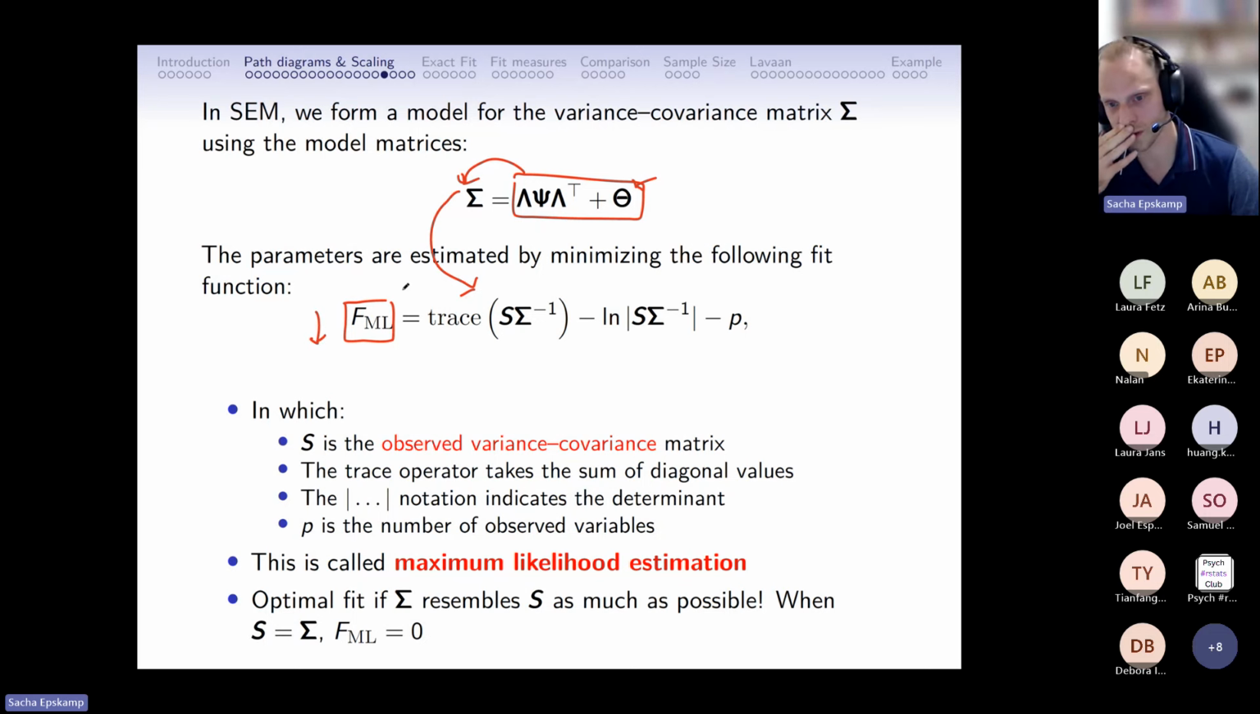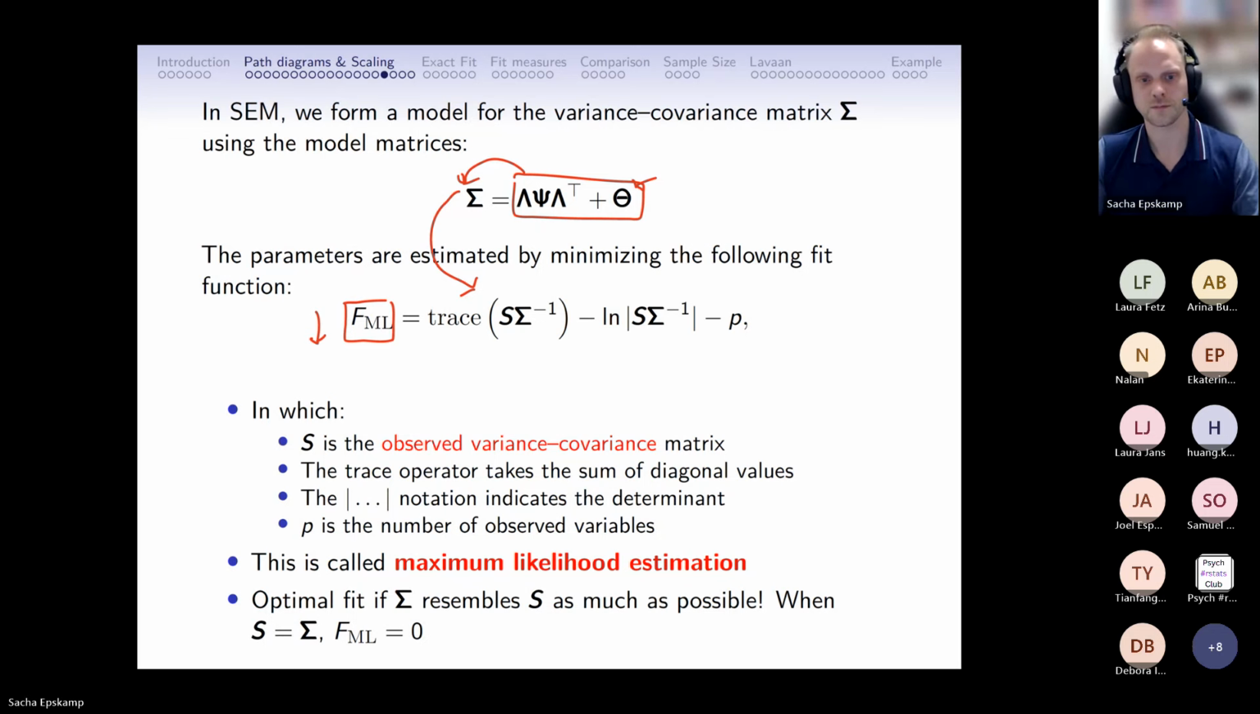So you call it the fit function. And that we use, for example, with some estimator. I actually use the R function nlminb for that. That's what lavaan used as well, but you can use other estimators as well.